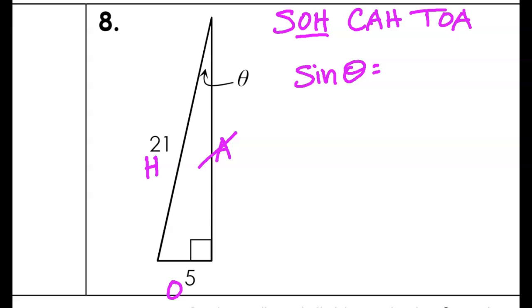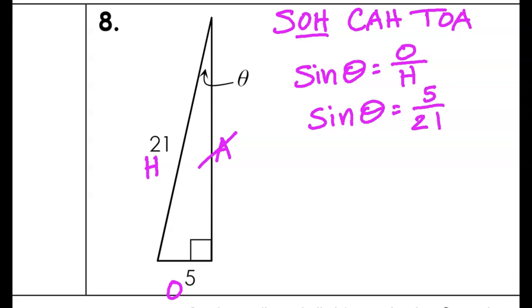Sine of theta is the second letter over the third letter, O over H. We're trying to solve for theta, and our opposite side is 5. Our hypotenuse is 21. Now, in the previous recording, I explained what happens here. In order to get theta by itself, you're removing the sine. You're trying to divide by sine, technically. However, we don't normally see divide by sine.